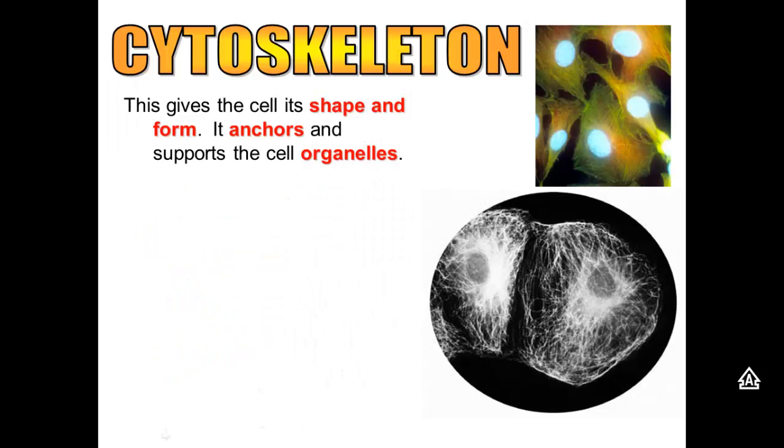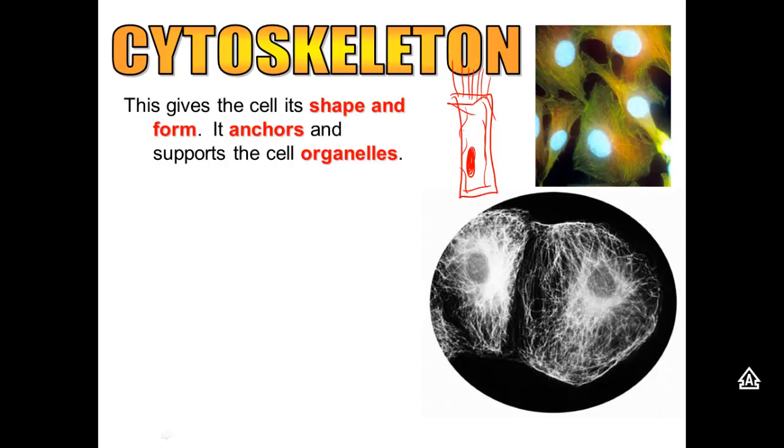The cytoskeleton gives the cell its shape. It anchors and supports the cell organelles. So if the shape of the animal cell is, for instance, in the reproductive tract of the female, and it has a rectangular shape, the cytoskeleton inside the cell membrane will help that cell maintain its appropriate shape.